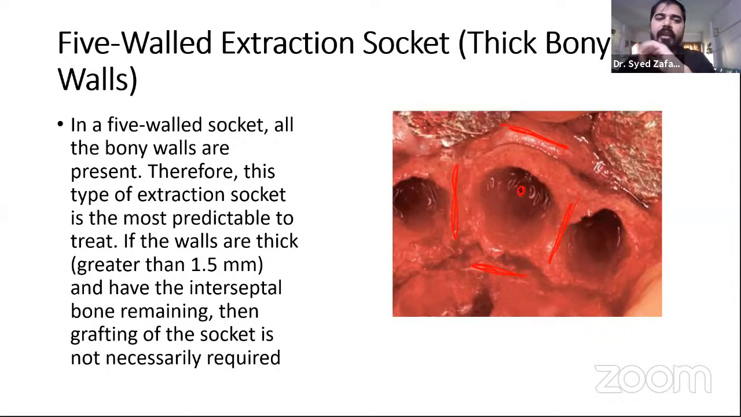and you see there is almost 1.5 mm thick bone, there is nothing to do. This is the ideal socket. You can place an implant immediately, and no bone grafting or membrane is required in this.